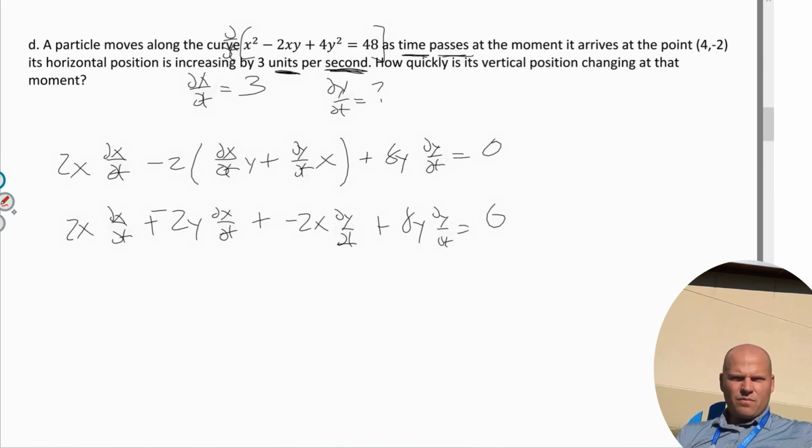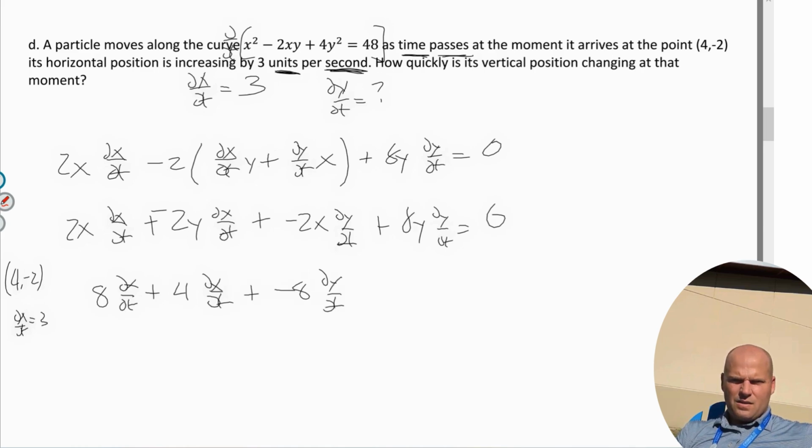So I got the point (4, -2). I got dx/dt is 3. This is 8. This is 4. This is negative 8. This is negative 16. dx/dt is 3.